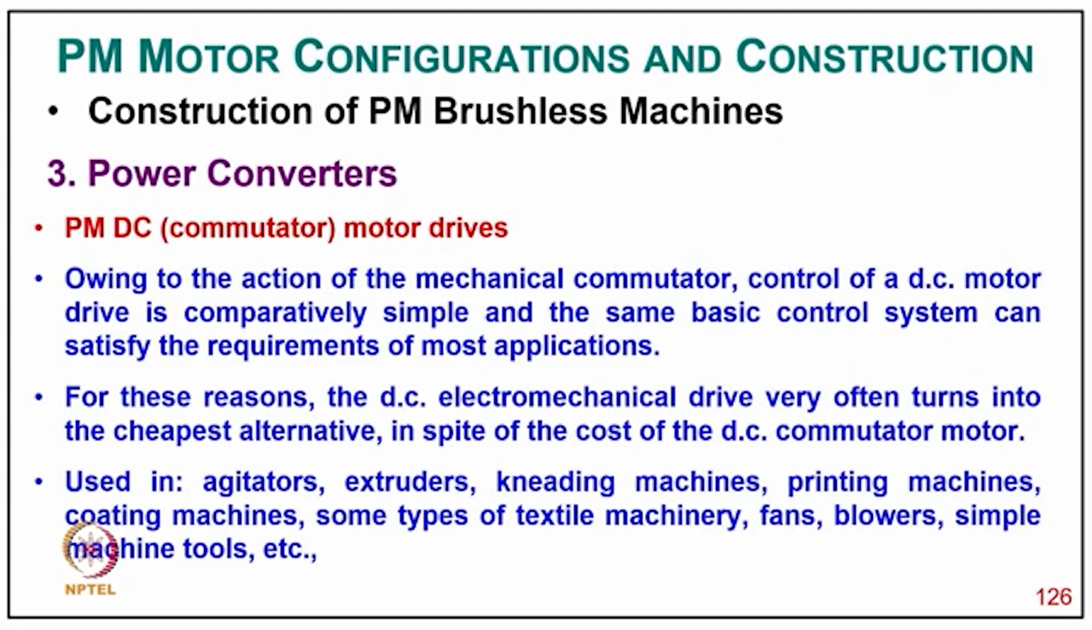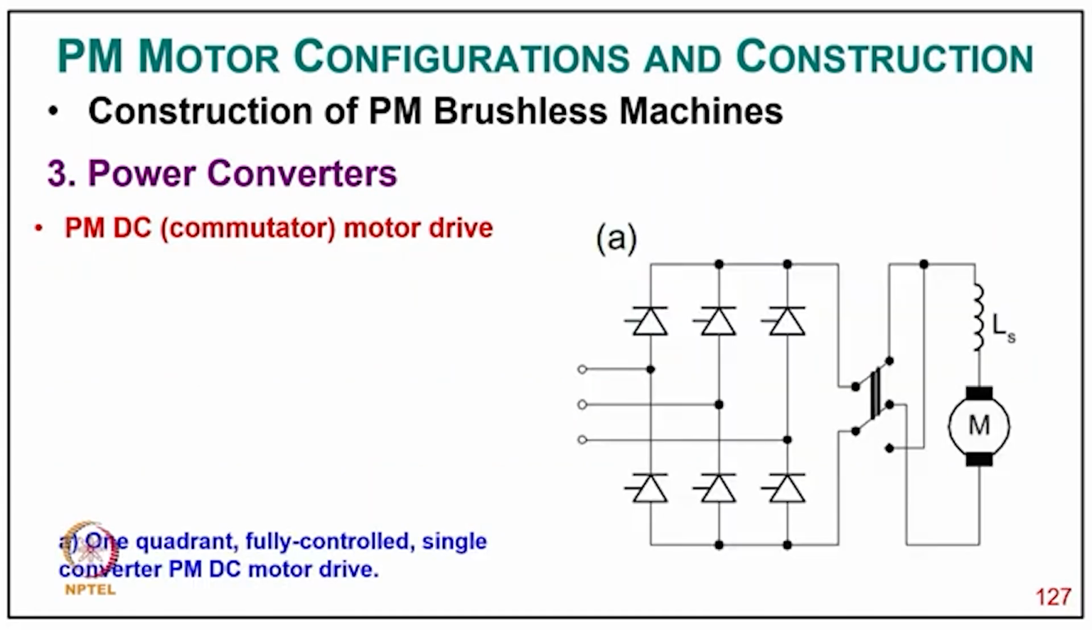So permanent magnet brushless DC motor drive owing to the action of the PM DC motor. Control of the DC motor drive is comparatively simple. The control system can satisfy the requirements of most applications. And for these reasons, the DC electromechanical drive very often turns into the cheapest alternative in spite of the cost of the DC commutator motor, used in agitators, extruders, milling machines, kneading machines, printing presses, coating machines, some types of textile machines, defense blowers, and simple machine tools.